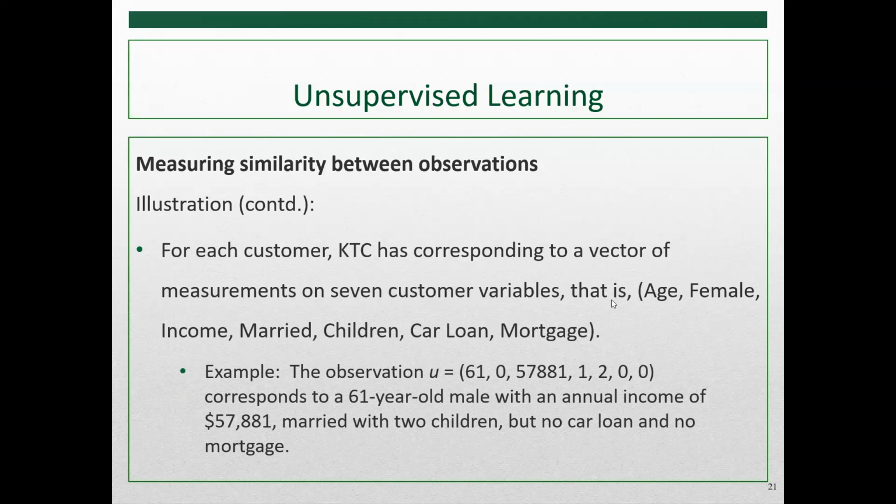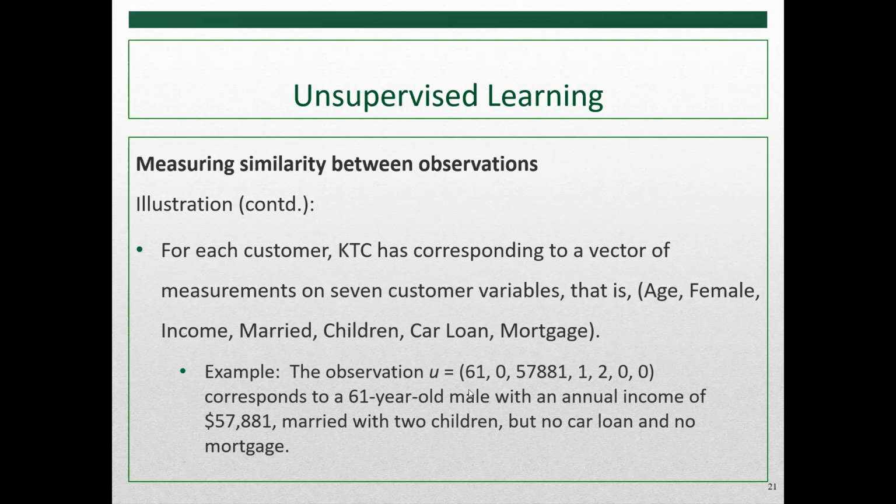Let me give you an example. Suppose that age, whether they're female or not, income, whether they're married or not, the number of children, the amount of car loan and mortgage that they have, whether they have a car loan or whether they have a mortgage, is given in a vector like this. Now, if you have another vector, the difference between U and V can be the difference between these observations in terms of the Euclidean distance.